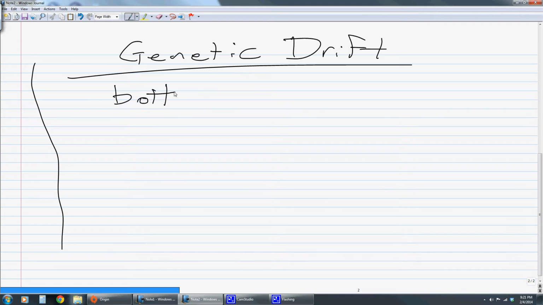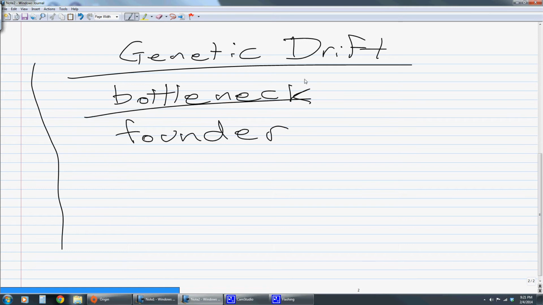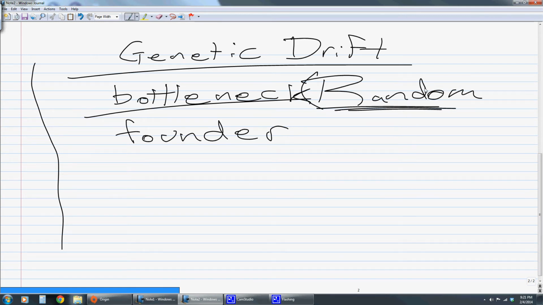There's the bottleneck effect. And we're going to start off with these 2. And there's the founder effect. So the bottleneck effect is random. This is the type of natural selection where a random catastrophic event happens.